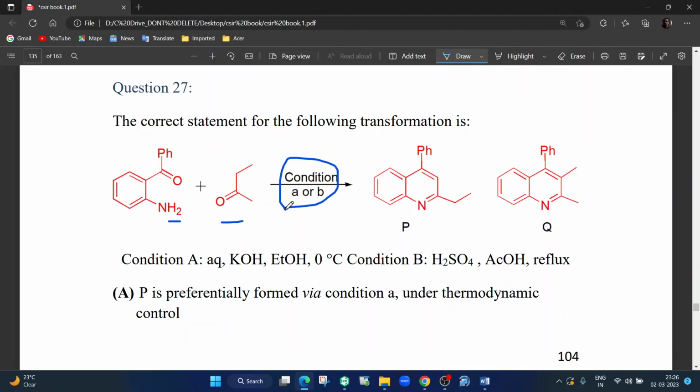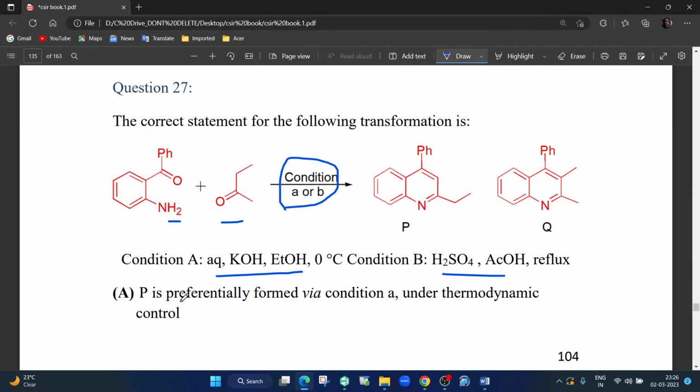What is condition A? Condition A is alcoholic KOH, so basic condition, and condition B is acidic condition where you are having H2SO4 and acetic acid. So it is asking under which condition which is formed, P is formed or Q is formed, and what is that, thermodynamic control or kinetic control.